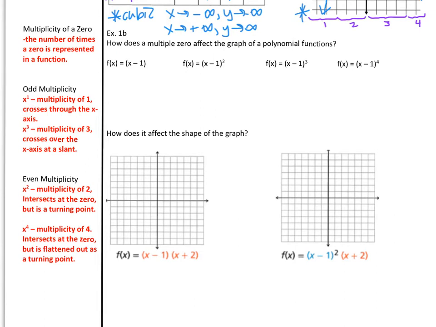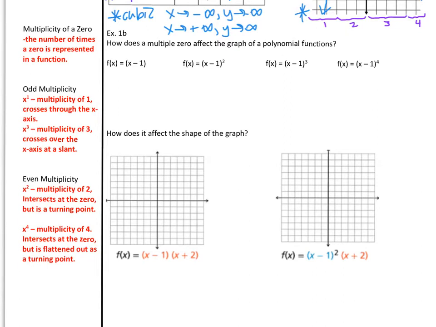Sometimes when you graph certain polynomial functions, you get zeros that are multiplicities. What that means is it accounts for more than one zero in the equation, but there's only one location for it on the graph. So a multiplicity of a zero is the number of times a zero is represented in a function. And you can have odd or even multiplicities. Anything that's a plain x would default to x to the first power, which technically means it has a multiplicity of 1. But it means it just crosses right through the x-axis like we've normally graphed before.